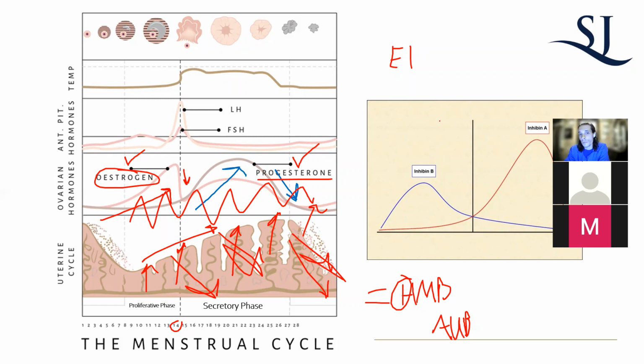In your menstrual cycle, you also have an interplay with inhibin B and inhibin A, and sometimes they like to ask you that. Do you remember where you see inhibin B besides this context? It's a tumor marker for granulosa cell tumors. Granulosa cell tumors will produce inhibin B. That's a tumor marker. It's a germ cell tumor. It happens in young women.